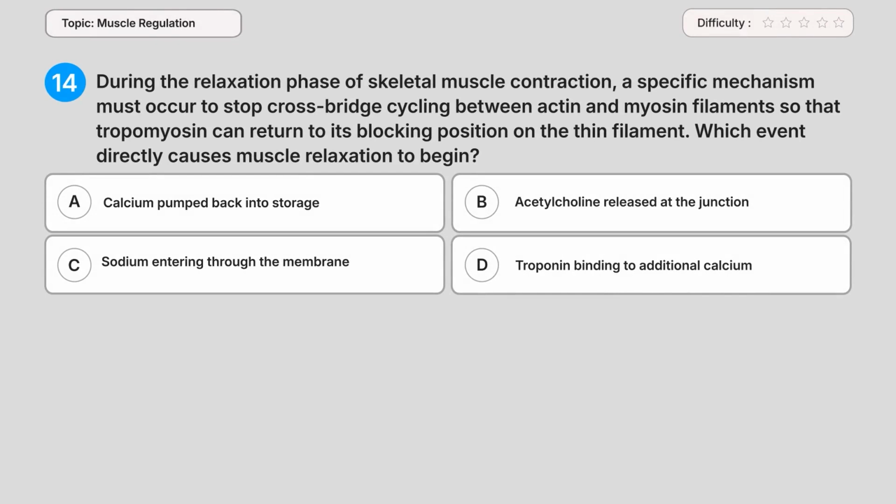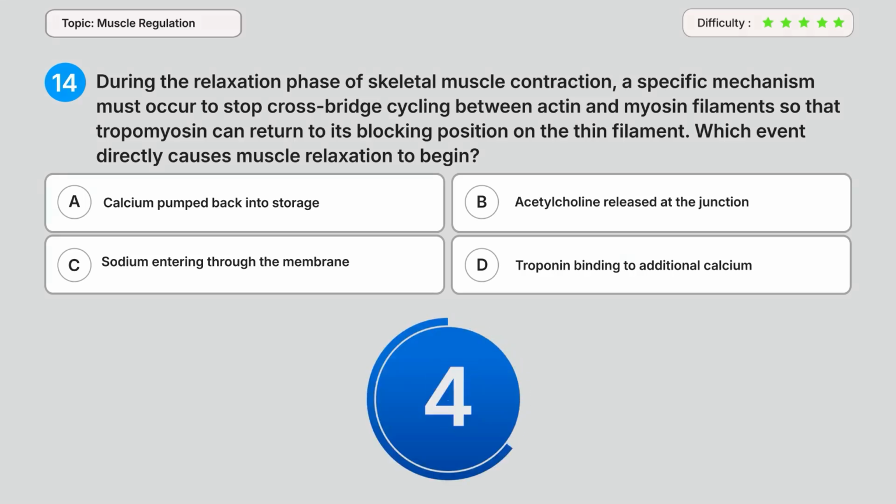14. During the relaxation phase of skeletal muscle contraction, a specific mechanism must occur to stop cross-bridge cycling between actin and myosin filaments so that tropomyosin can return to its blocking position on the thin filament. Which event directly causes muscle relaxation to begin? A. Calcium pumped back into storage. B. Acetylcholine released at the junction. C. Sodium entering through that membrane. D. Troponin binding to additional calcium.